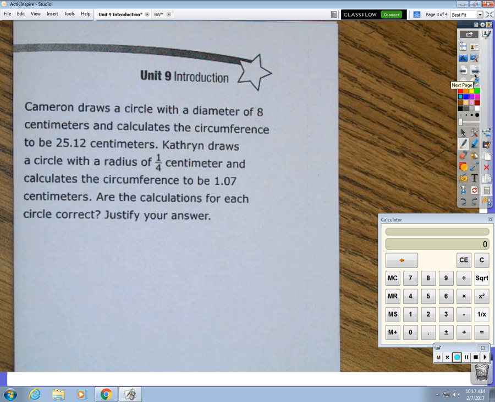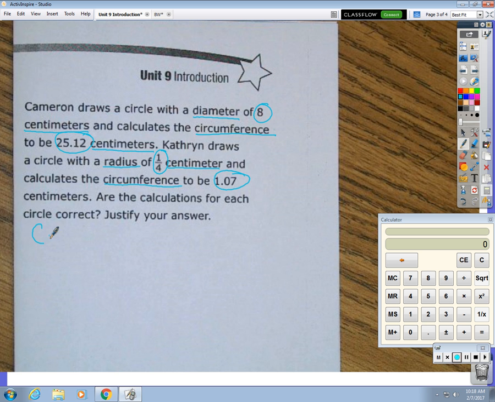Number 4. Cameron draws a circle with a diameter of 8 centimeters and calculates the circumference to be 25.12 centimeters. Then Catherine draws a circle with a radius of 1/4 of a centimeter and calculates the circumference to be 1.07 centimeters. Are the calculations for each correct? Justify your answers.